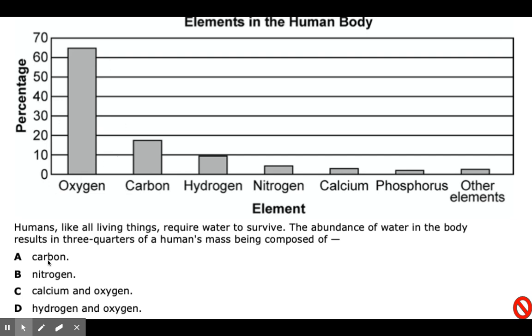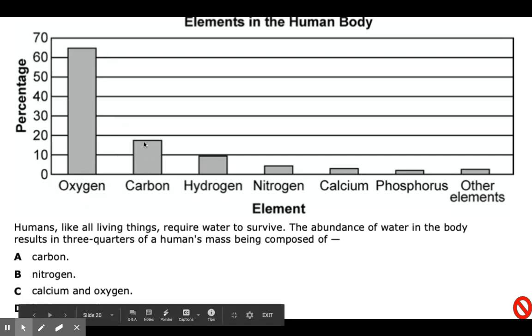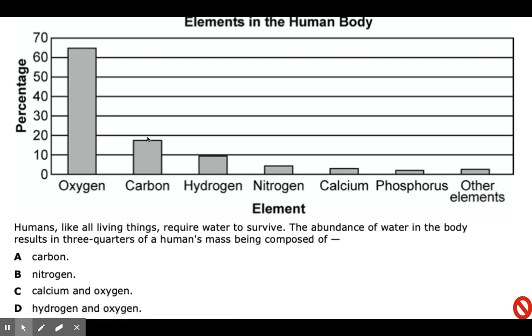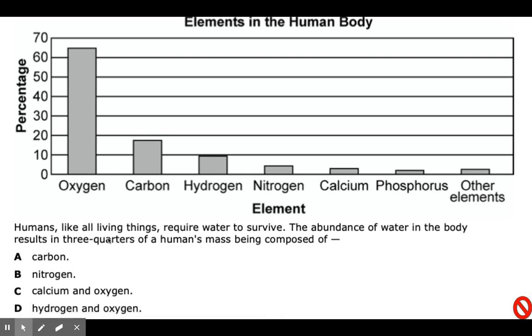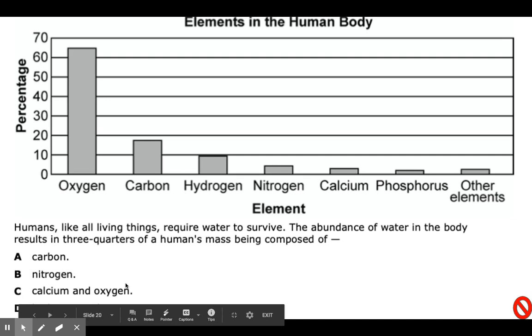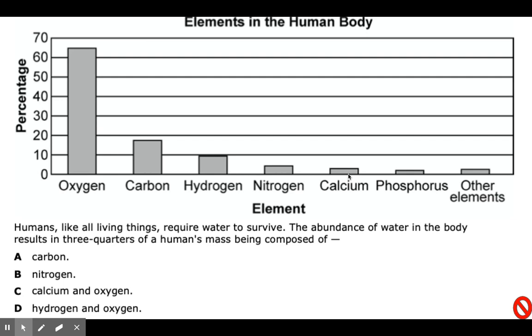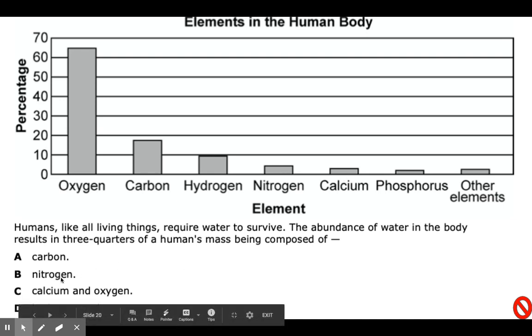So let's look at the choices. Really, that's the way to do this. Carbon is between 15 and 20. So is that equal to 75? 3/4? Definitely not. Nitrogen all by itself, about maybe 4%. Definitely not 3/4, not 75%. Calcium and oxygen. Okay, so oxygen 65, calcium, I don't know, it's like 3 or 4. I'd say probably more like 2 or 3. So if I take 65 and add 2 or 3, then that's like 67 or 68. That's not 75%. I don't like that.